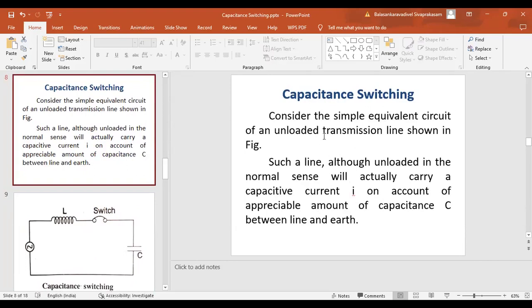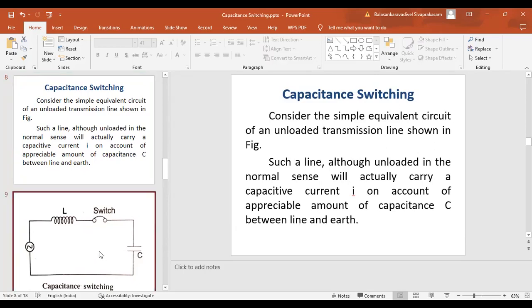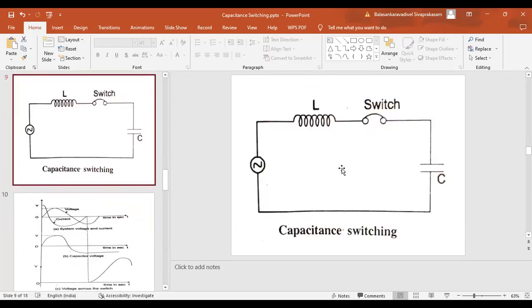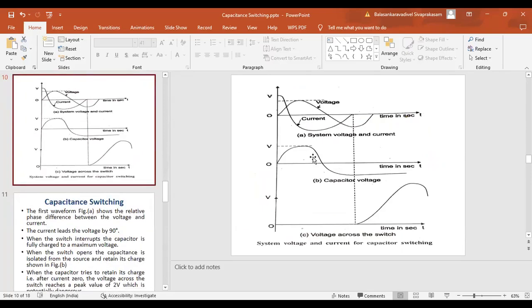Now, to analyze capacitance switching, we can have a simple equivalent circuit of an unloaded transmission line, and this is shown in this figure. This is the example for capacitance switching: the circuit consists of inductance and capacitance along with the switch, and the circuit is energized by an AC source. And here, the voltage and current waveforms during capacitance switching are given.